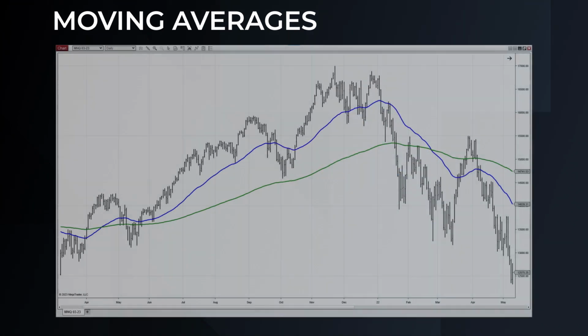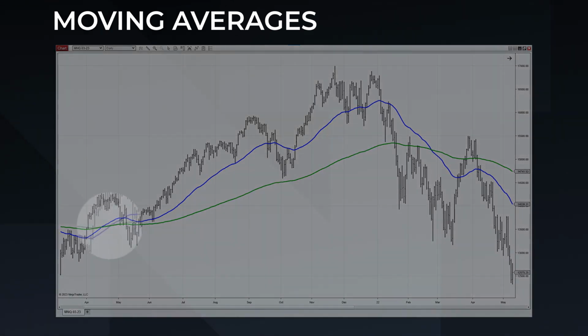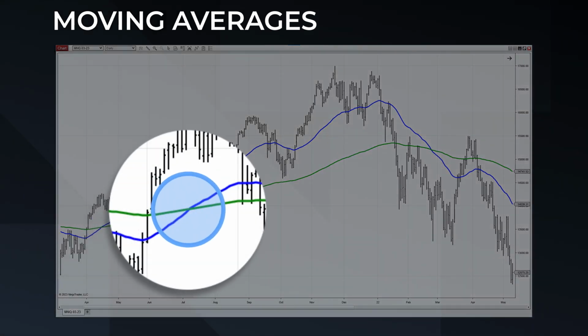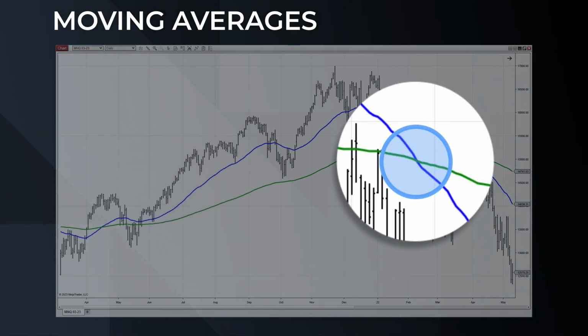You can also use the crossing of two moving averages to identify trend change. When the shorter-term moving average crosses above the longer-term, a bullish trend is possible. A bearish trend is indicated by a shorter-term crossing below the longer-term moving average.